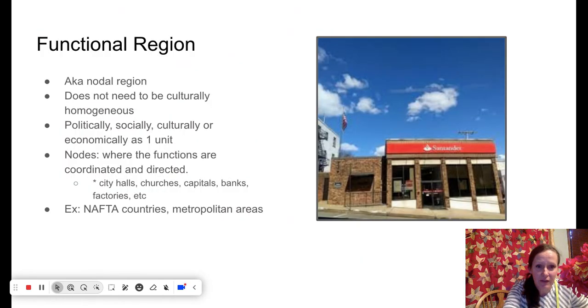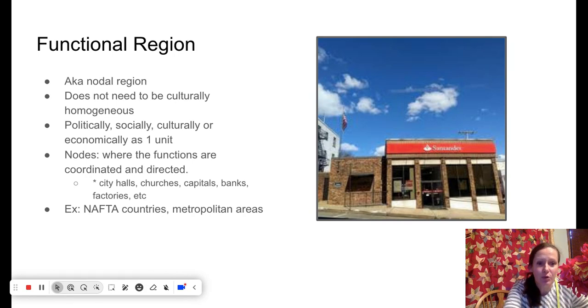All right. You also have a functional region. So a functional region, just think that there's a function, there's a common purpose somehow in this region. This is also sometimes known as the nodal region. That functional just seems easier to say. It does not need to be culturally homogeneous. So in a functional region, there may be people that speak many different languages, that practice many different religions, for example. But either politically or socially or culturally or economically, they serve as one unit when it comes to something. Might not be when it comes to everything, but when it comes to something.